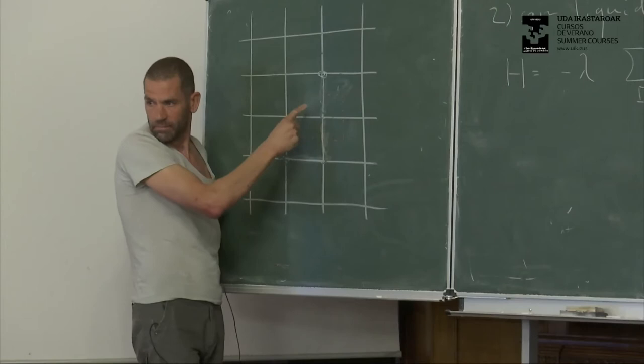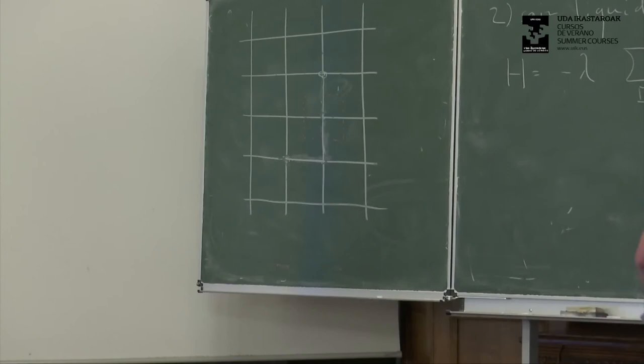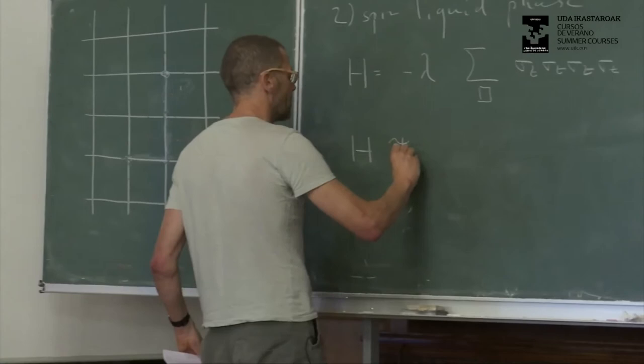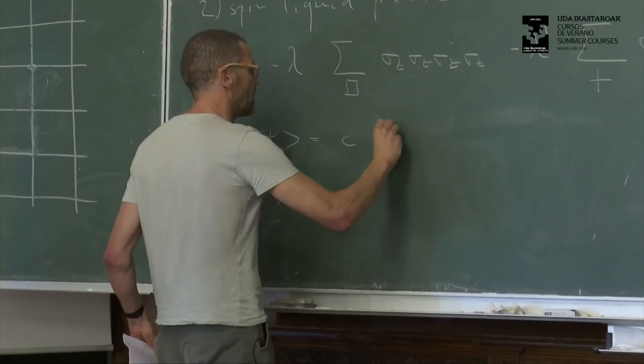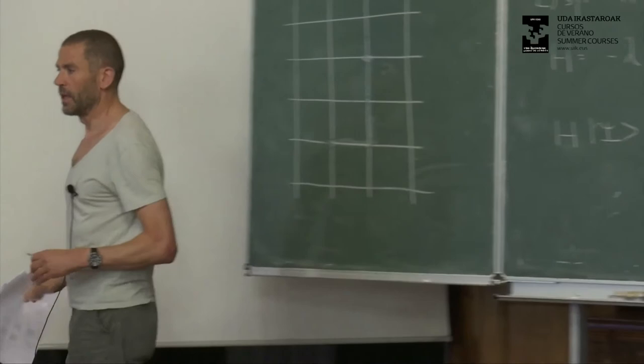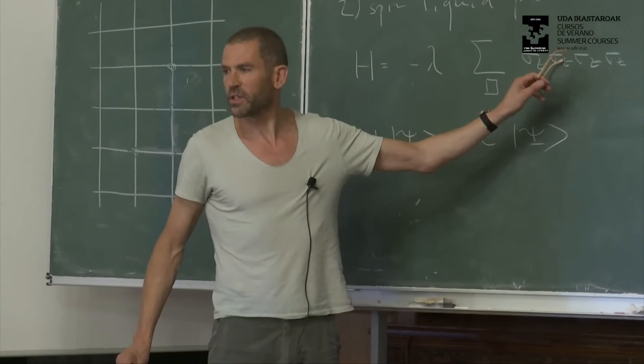Now let's try to figure out what the ground state is. We want a state psi such that H psi equals an eigenvalue times psi, and this eigenvalue should be minimal. How do we make this Hamiltonian happy? Let's first focus on this one here.